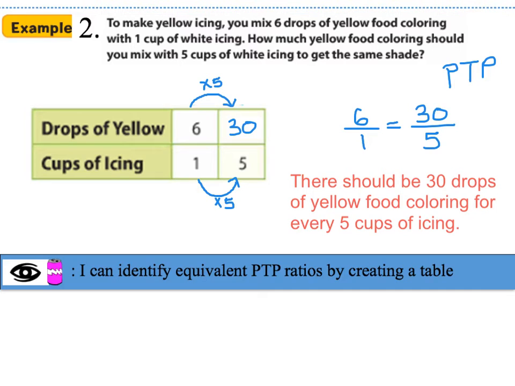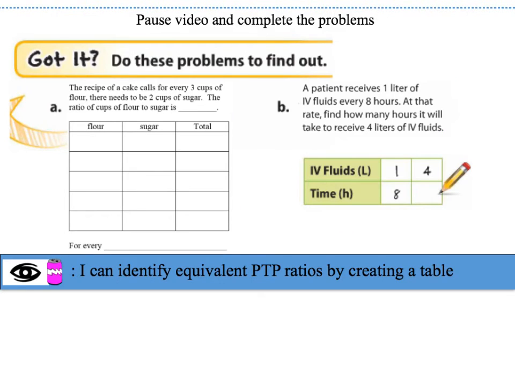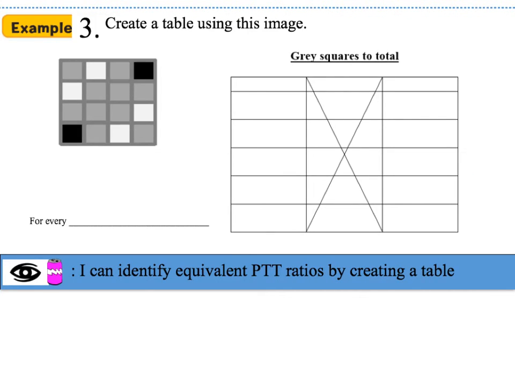So to answer the question of how much yellow food coloring I would need to mix with 5 cups of white icing to get the same shade, there should be 30 drops of yellow food coloring for every 5 cups of icing. So pause the video and complete these got it problems, and then we will discuss the answers in class tomorrow. Notice there are 2 got it problems on this slide. Got it problem A is right here, and got it problem B is here. So let's talk about example 3 now. Example 3 is asking us to create a table using the image here.